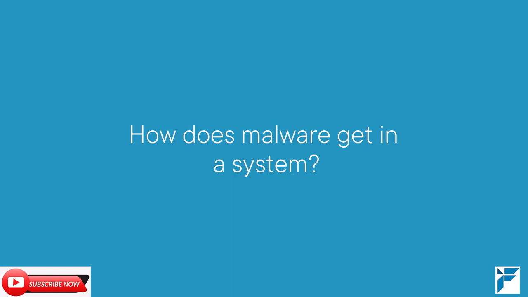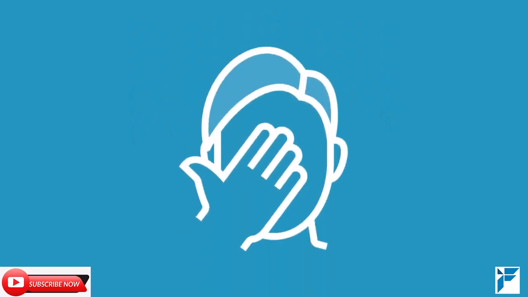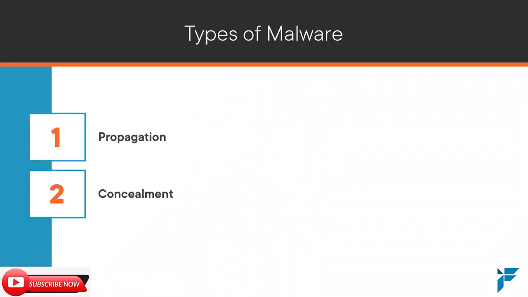Hey, Dale, how does malware actually get in? That's actually a great question. I know, I sound like Kermit the Frog, don't I? Unintentional. We've already talked about how a standard user usually brings in a majority of it, but malware itself can be broken down into two different types, either propagation or concealment.